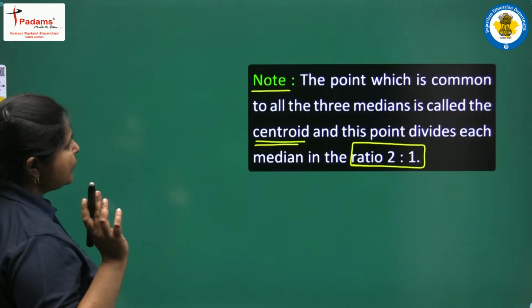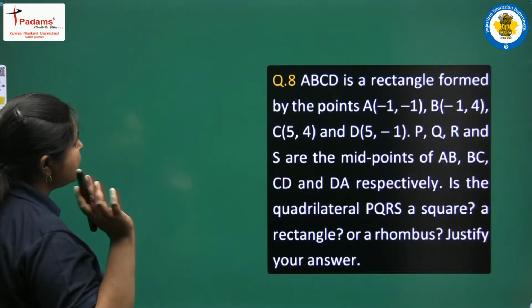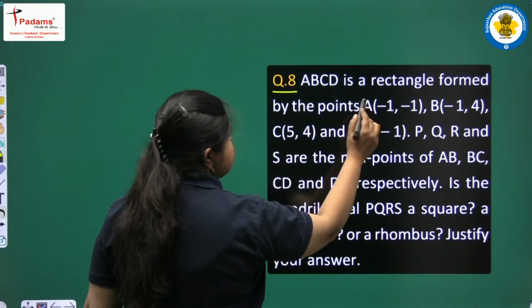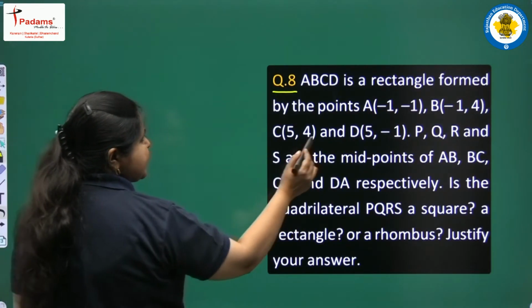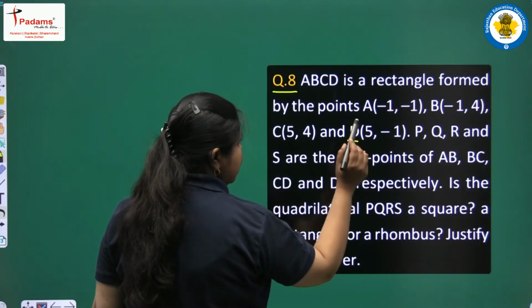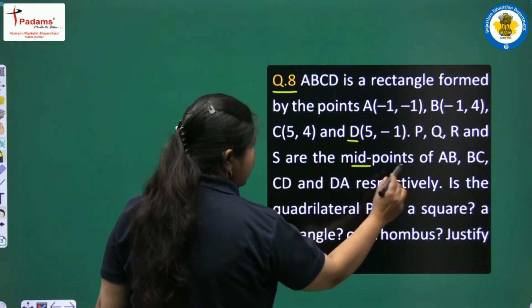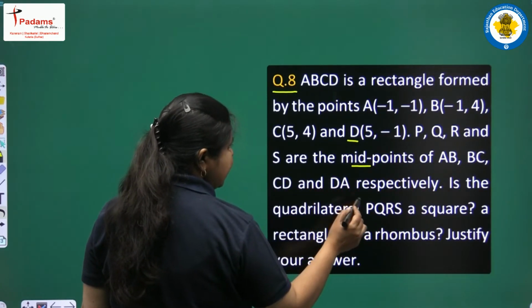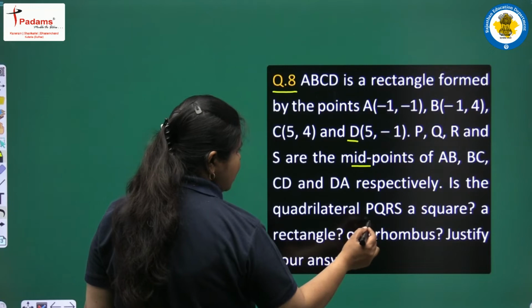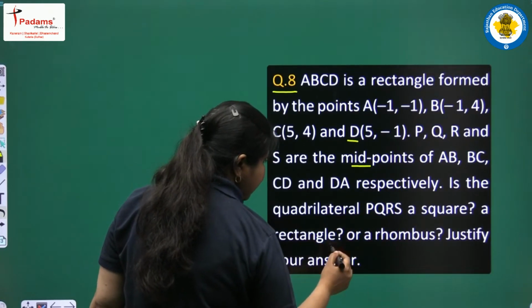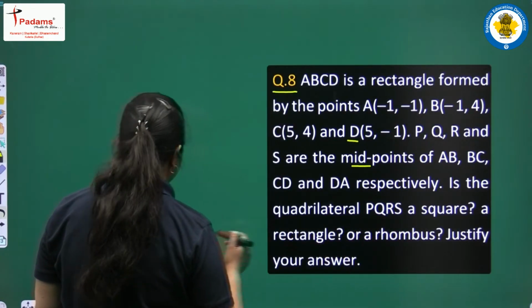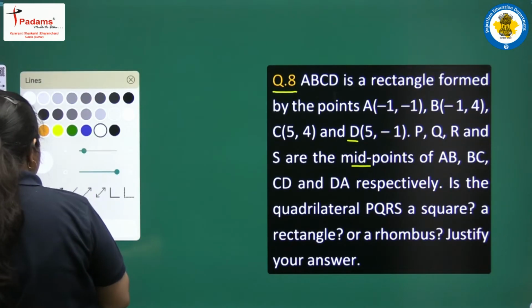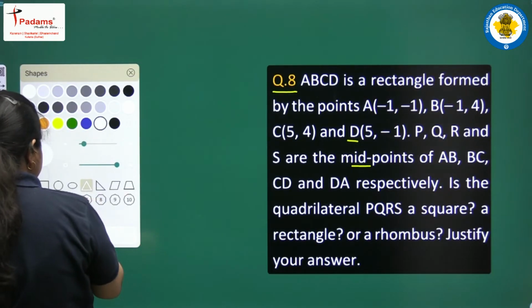Got it? Now we move towards question number 8. ABCD is a rectangle formed by the points A, B, C and D. P, Q, R and S are the midpoints of these sides respectively. Is the quadrilateral PQRS a square, a rectangle or a rhombus? Justify your answer. So here we will be taking one rectangle.